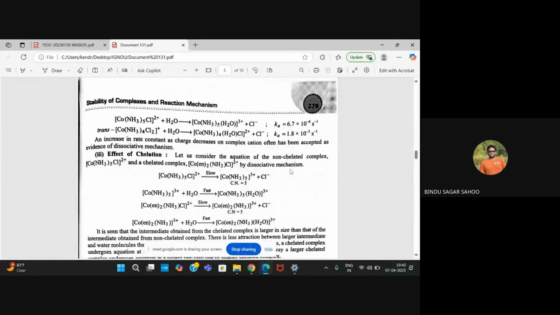Okay, so another factor is the chelation factor. Here he's saying that you can take two types of complex: one will be a chelated complex, another will be a non-chelated complex. How can I identify the chelated complex? When there is a chelating ligand, ethylene diamine, with two en ligands present, you can say that this one will be the chelated complex and this one will be the non-chelated complex.